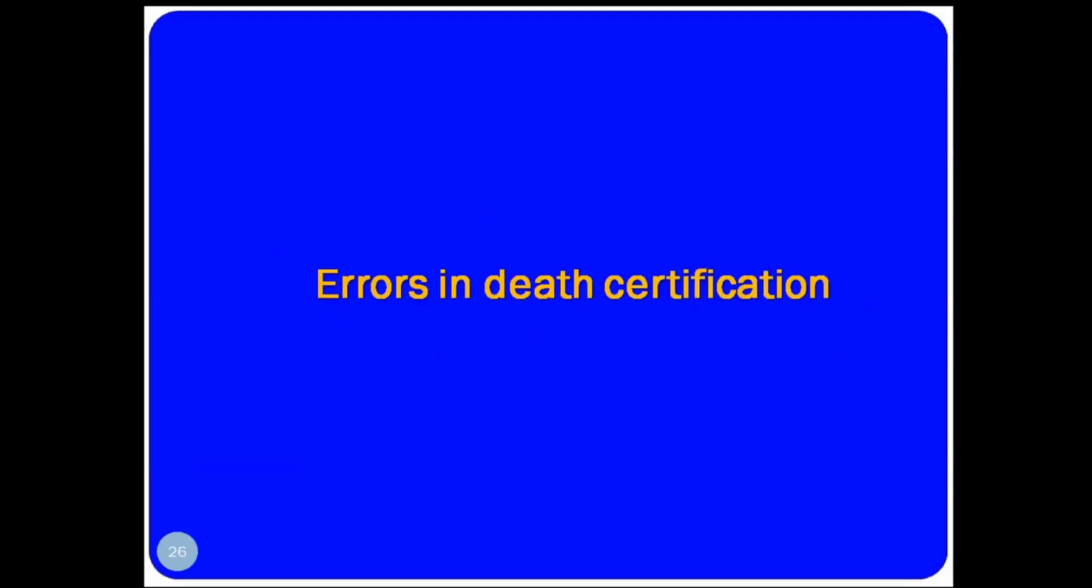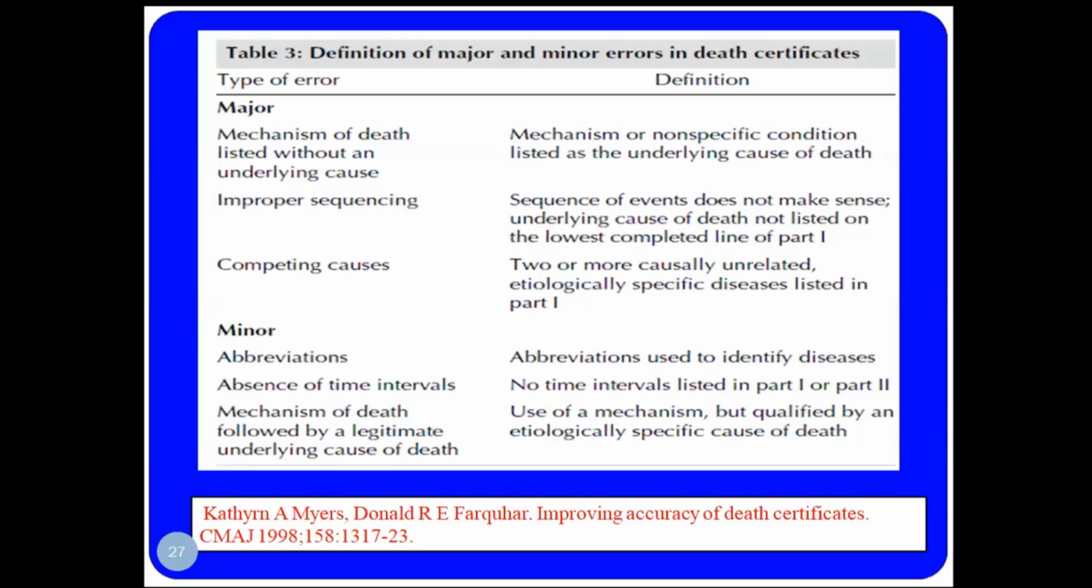Now, what can be the errors in a death certificate? There is also a classification for errors in death certification, and they have been classified as major errors and minor errors. Major errors are important, because if major errors are there in the death certificate, then it has very little meaning. Mechanism of death listed without an underlying cause: if you do not have an underlying cause and straight away you write cardiac arrest, it's a major error.